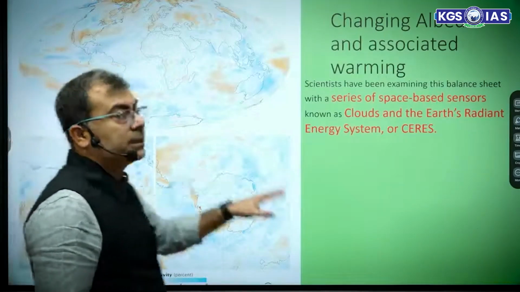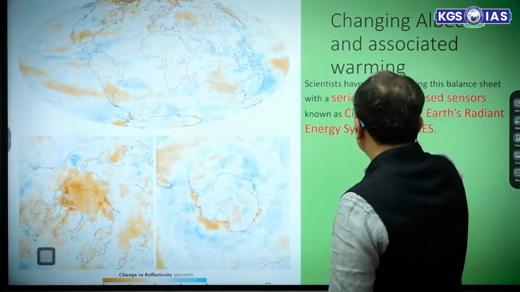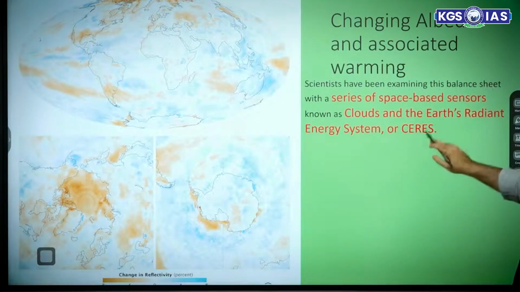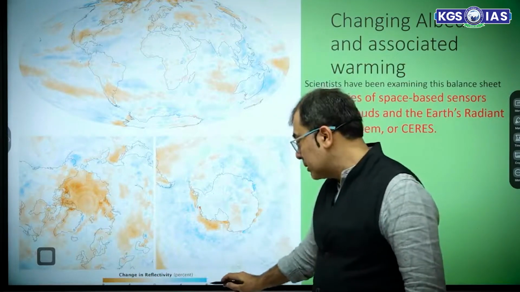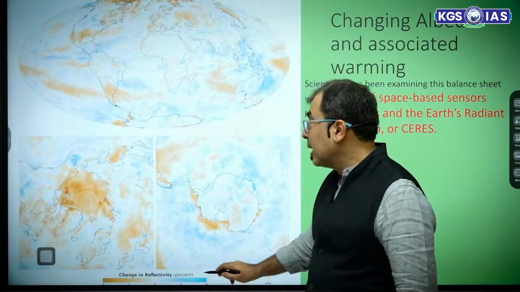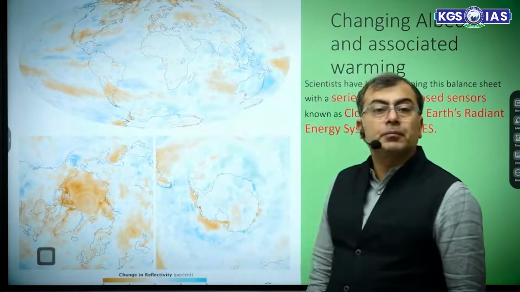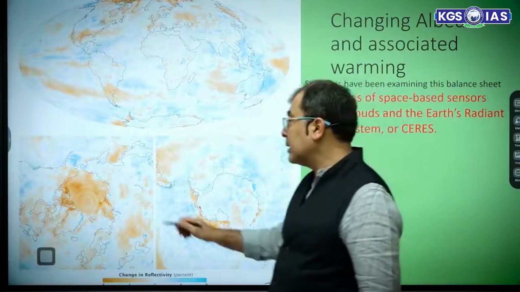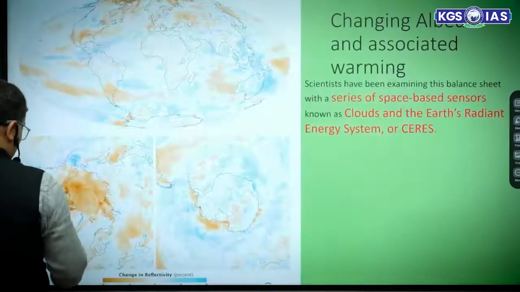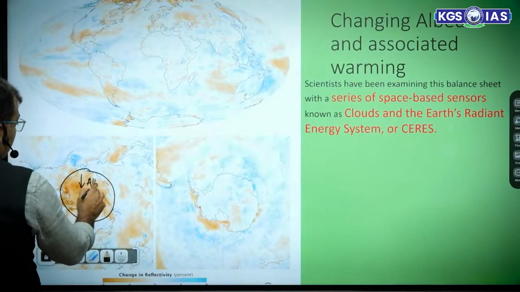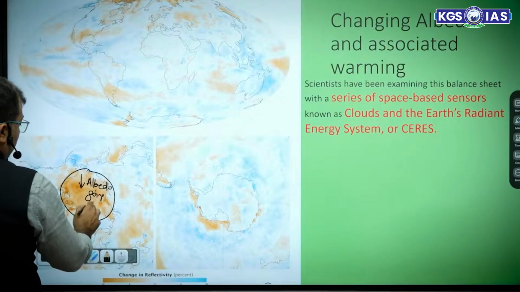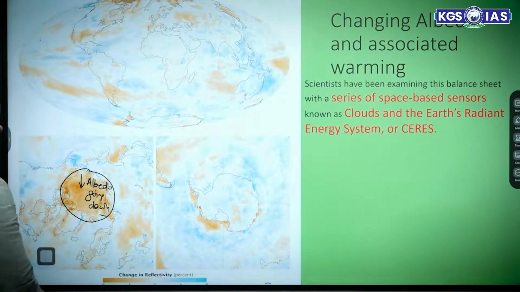हाँ जी, this is planet Earth. So now current affairs for all of you and with evidence. Current affairs with evidence. Albedo is changing. Scientists have conducted a series of space-based sensor research, cloud and the Earth's radiant energy. This is the reflectivity scale. Blue means more reflection and brown means less reflection. Change that has happened. So who is reflecting less now? Which area is reflecting less now? Albedo going down.